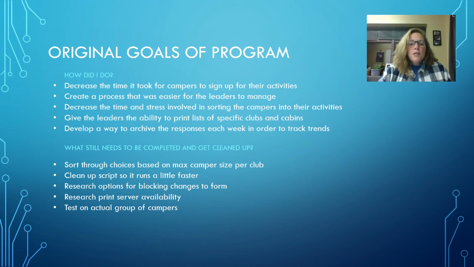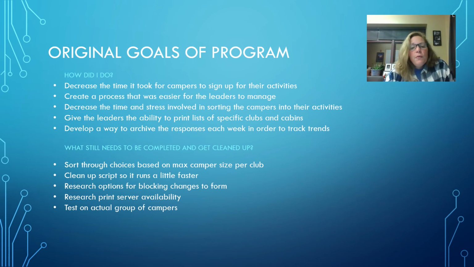Give the leaders the ability to print lists in specific clubs and cabins. Once again, Google doesn't really have a print server where I can just hit print and it automatically goes to the printer, but it does have the option to go to those docs and then they can print those docs. They can also manipulate those docs if they want to. They can add more information to it, but it's already in a document that they can print however they want.